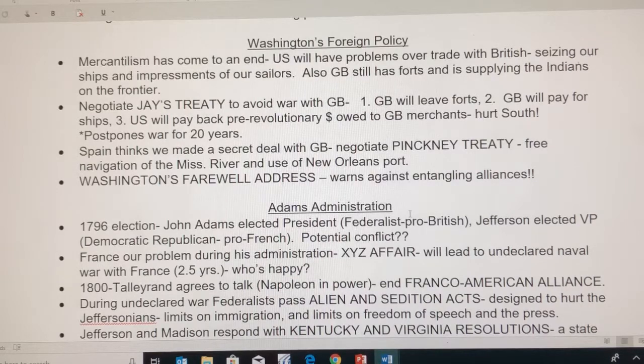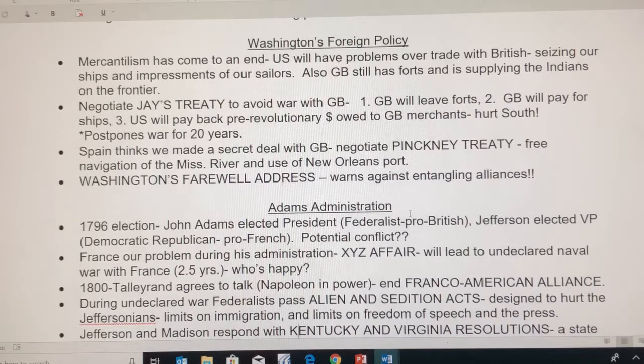Jay will go negotiate that the British will leave the forts. They will pay for our ships. They fall short of stopping impressment. The U.S. will promise to pay back revolutionary debts that are owed to British merchants. Again, most of the stuff's not done. The British don't leave the forts, the British will continue to impress our sailors, and the U.S. will not pay back the debts. All this leads to a 20-year delay for the war, which will be the War of 1812.